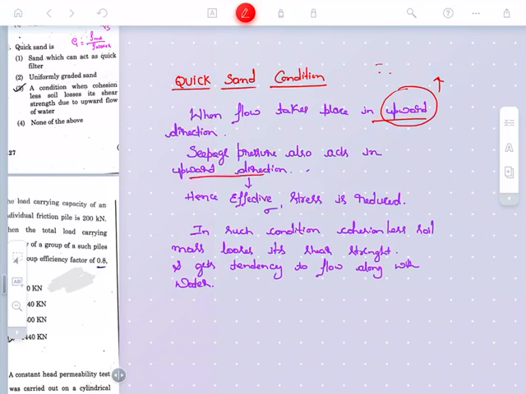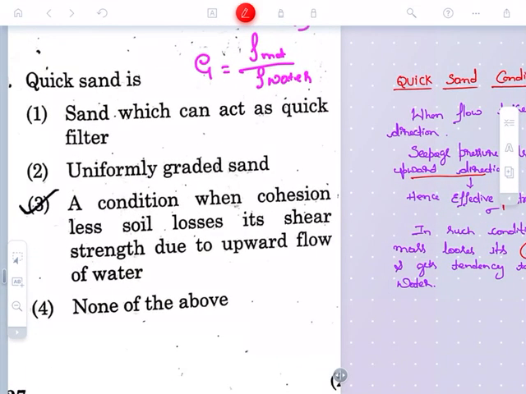Seepage pressure also acts in the upward direction. Of course, when the water starts flowing upward, the seepage pressure will also act in the upward direction. Hence, effective stress will be reduced. Effective stress is equal to stress minus pore water pressure. In such a condition, cohesionless soil mass loses its shear strength and tends to flow along with the water. Whatever the heap of soil is there, it will get dissolved in the water and start to flow. That is what the quicksand condition is.